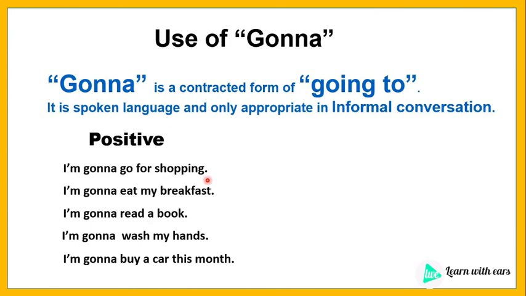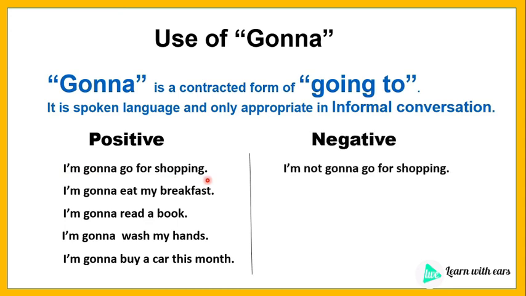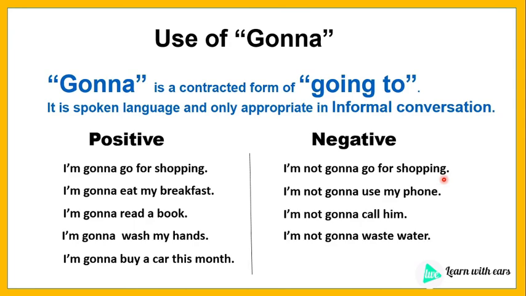Now what if we want to use this in a negative way? Now let's see negative sentences also. So the first sentence is, I'm not gonna go for shopping. Positive sentence is, I'm gonna go for shopping. And negative sentence is, I'm not gonna go for shopping. Next, I'm not gonna use my phone. I'm not gonna call him. I'm not gonna waste water. I'm not gonna disturb you.